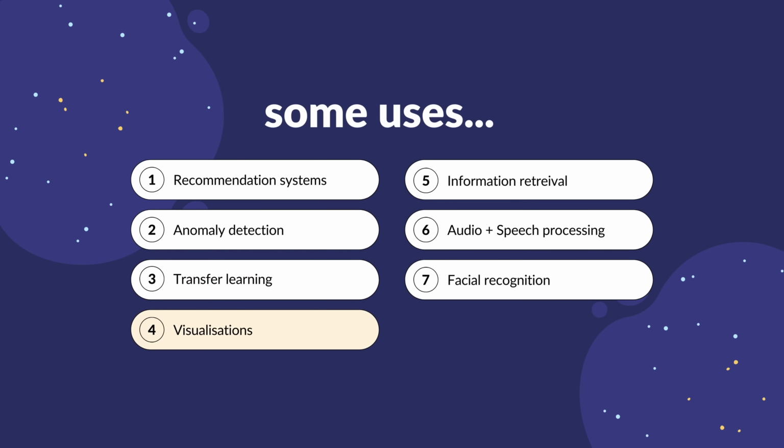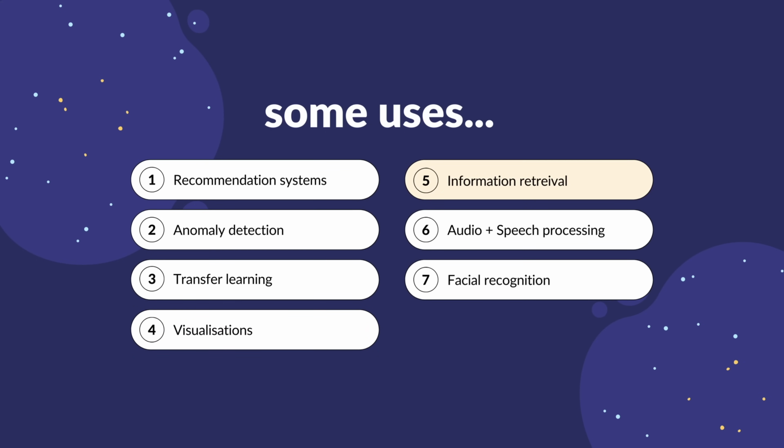And also, amazingly, we have visualizations. High-dimensional data can be converted into 2D or 3D embeddings using techniques like t-SNE or PCA to visualize clusters or relationships in the data. We also use it for information retrieval. By embedding both queries and documents in a shared space, one can find documents that semantically match the query, even if they don't share exact keywords.